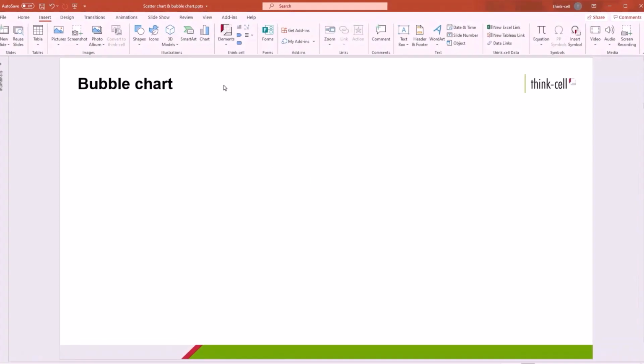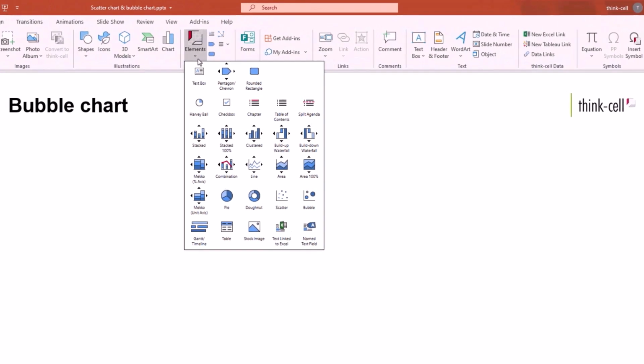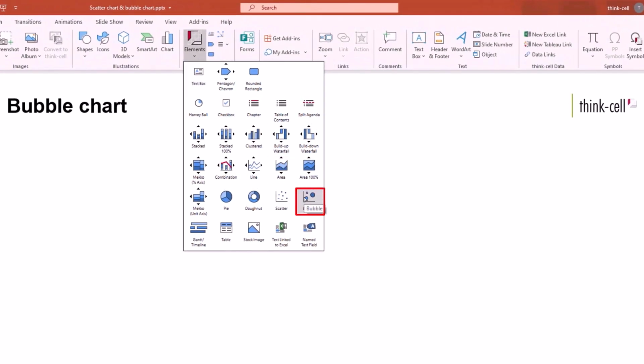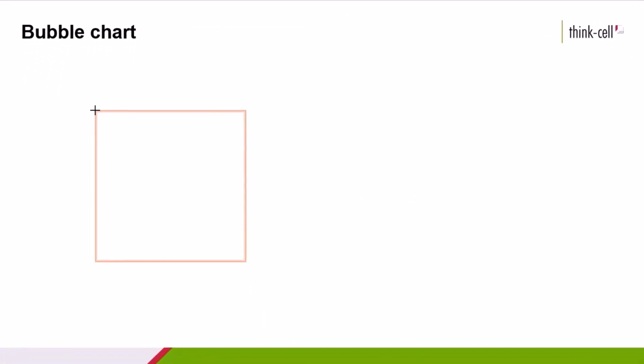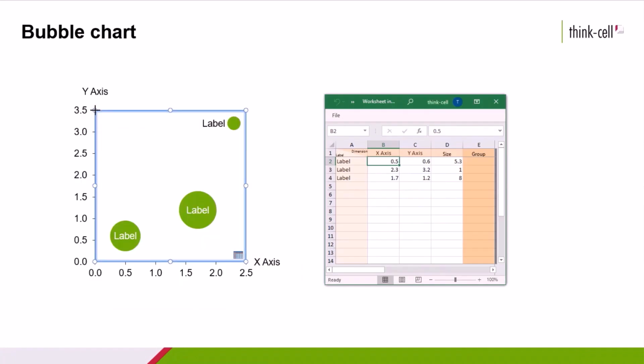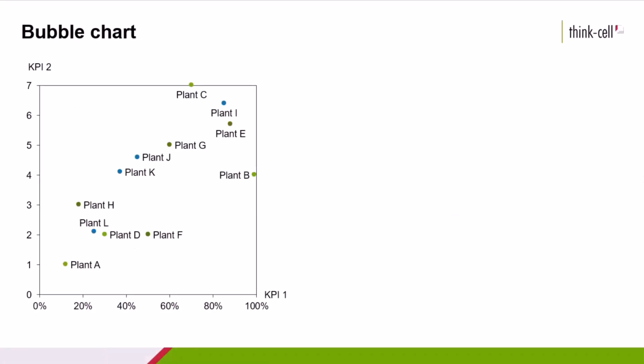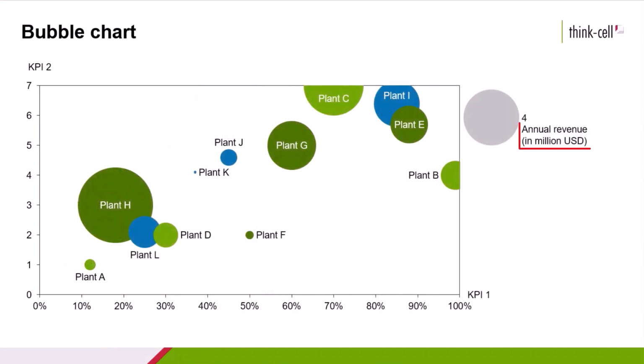To insert a bubble chart from scratch, open the Elements menu, select Bubble, and click onto the slide once. But let's return to the previous example and assume you would like to augment your chart by adding annual revenue as a third data series to it. Thus, you transform your scatter into a bubble chart in which the size of the bubbles represents the annual revenue.